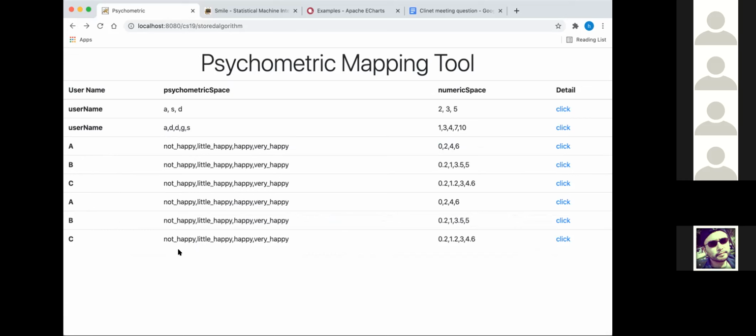So these are just examples, just samples of the mapping. User A mapped not happy to 0, and user B mapped not happy to 0.2, and user C also mapped not happy to 0.2. So from those three samples, your algorithm needs to generalize. Based on those three examples, what is the actual mapping from not happy to the numerical space?